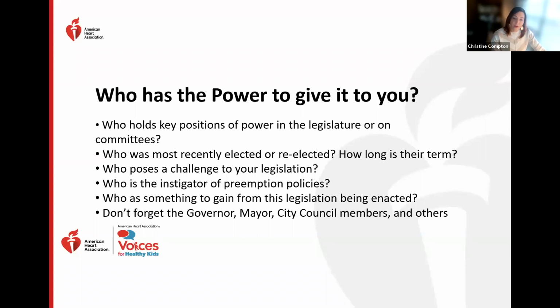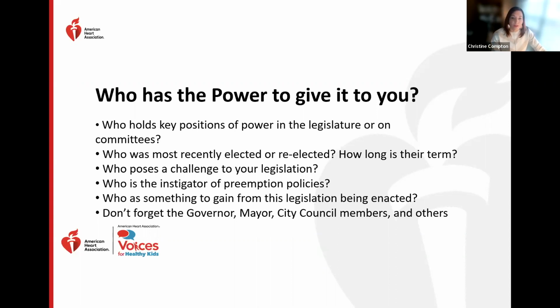Who was an instigator of preemption policies? I think this is the only other time I use this word. But anyway, preemption policy is someone, in your community or in the legislature, have they introduced a lot of this type of legislation that could be harmful to communities in the past?